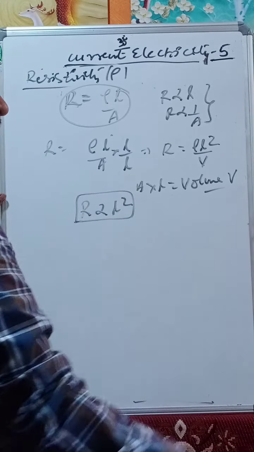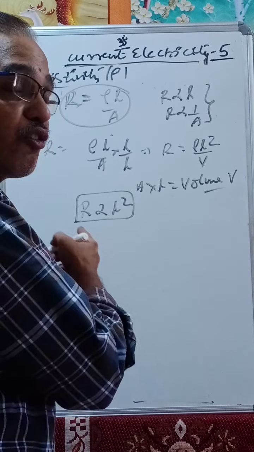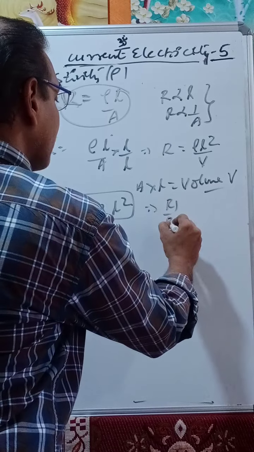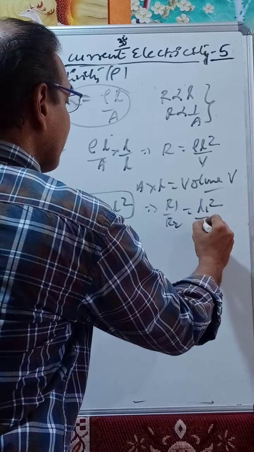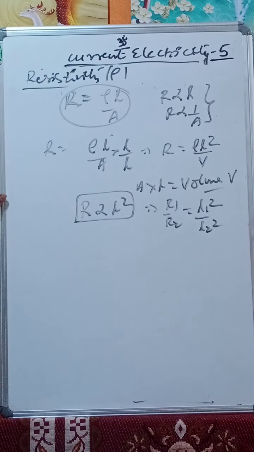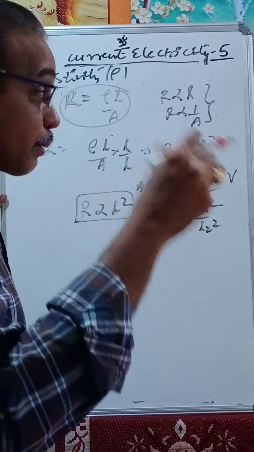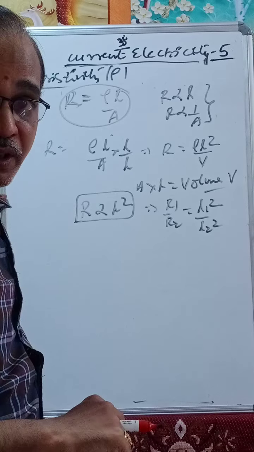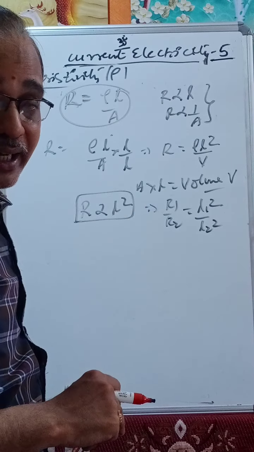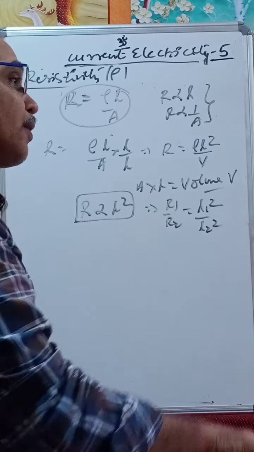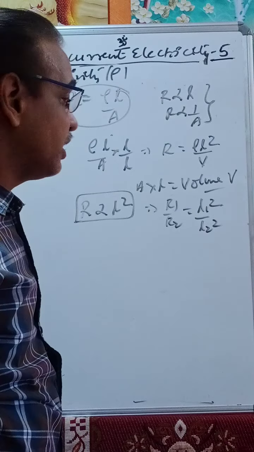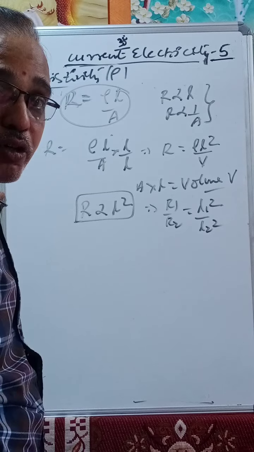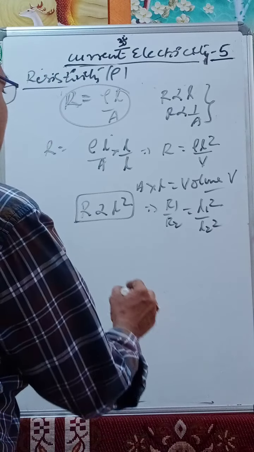If a single wire is stretched, then you have to use the formula R proportional to L square, which implies R1 by R2 is equal to L1 square by L2 square. When you have to use the formula R proportional to L, this should be used when you consider different wires. If you use a single wire and it gets stretched, then volume remains constant. Then we have to use R1 by R2 is equal to L1 square by L2 square.